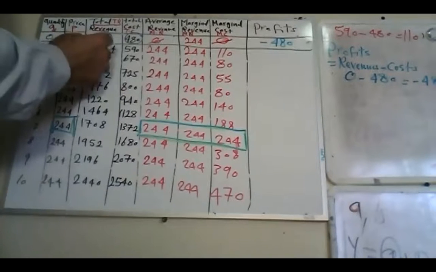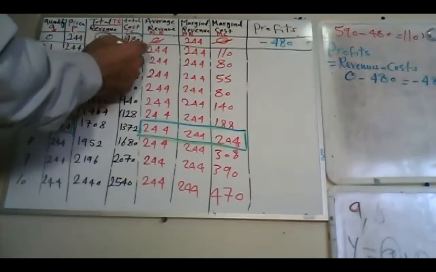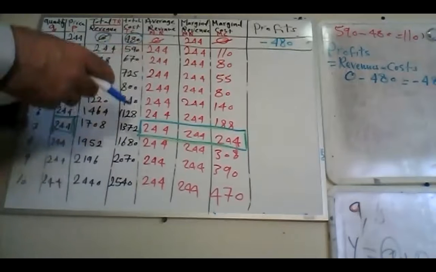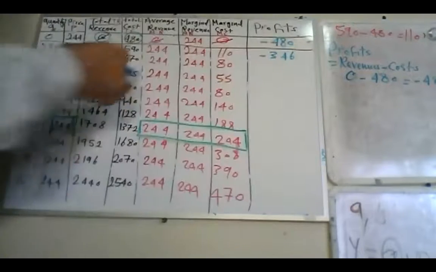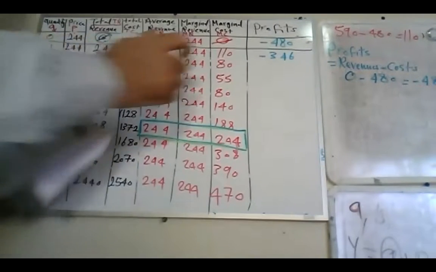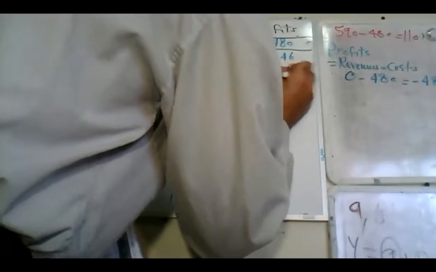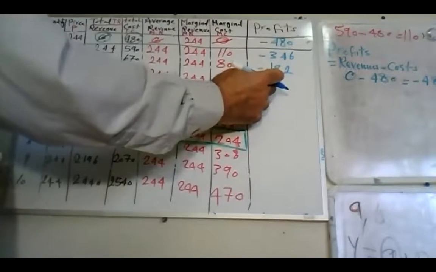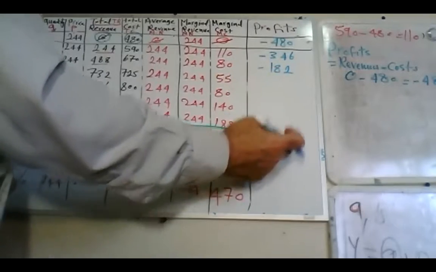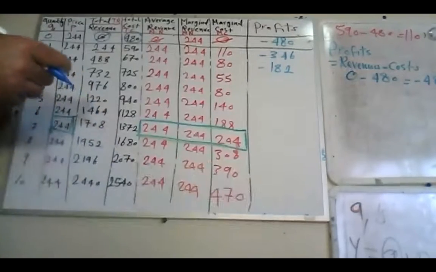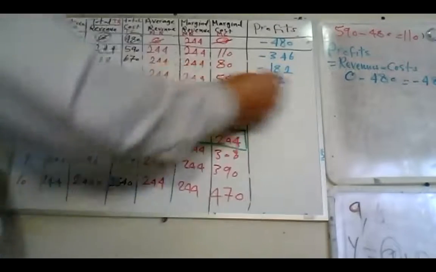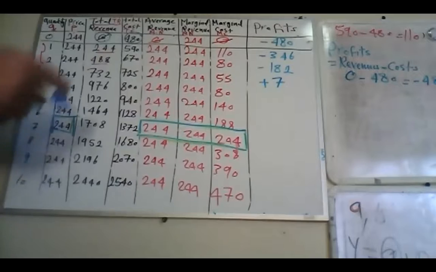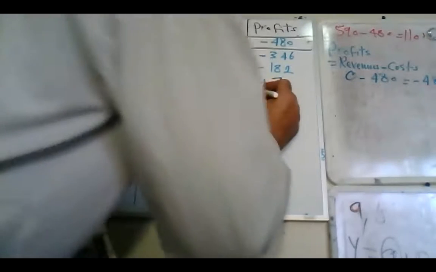As an example, here the revenues is 244 and the total costs are 590, and I will go for the rest of it this way: minus 346, minus 182. Look, the profit here is negative, which means that you are losing at this stage. At this stage, you are still losing. Then profits will be 7. Here the profits start to be positive, and this is the first point for the profits to be positive: 7. Here is 176.